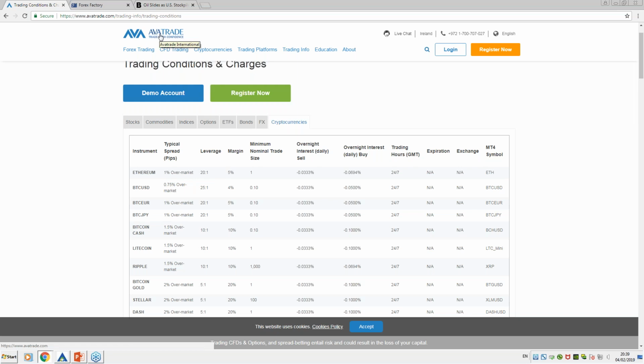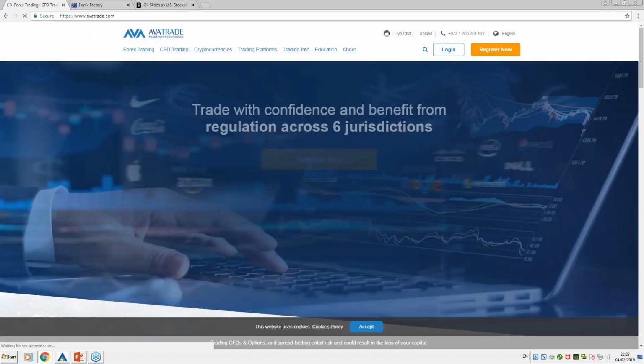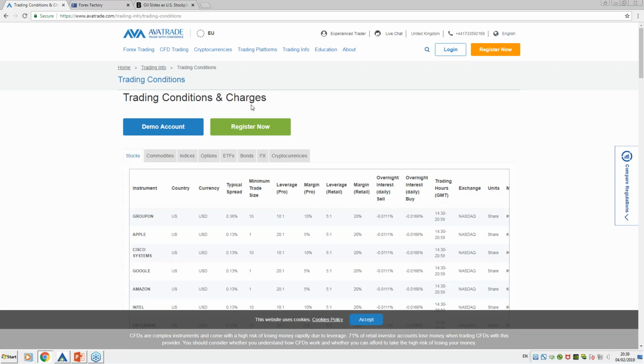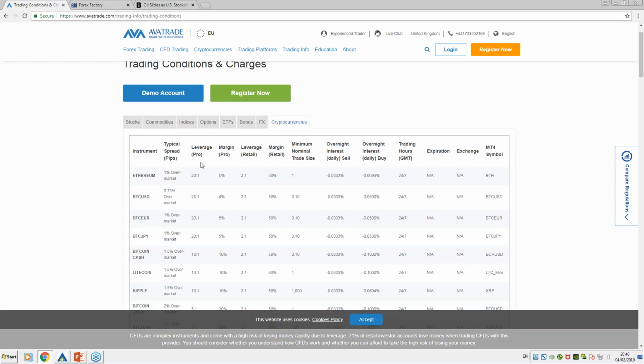Let me make sure I'm on an EU site. We've got different servers going on. Yeah, it says EU. Okay, so let's make sure we've got what we need to look at here. There we are. So now we see leverage pro and leverage retail. So if you have a pro account, or if you're in Australia, South Africa, other areas that have the higher leverage, you're looking at leverage of 20 to 1 or 25 to 1. Let's make sure we're looking at the right cryptocurrency. Bitcoin USD is what we've been looking at. So 25 to 1 with pro, only 2 to 1 leverage with retail.